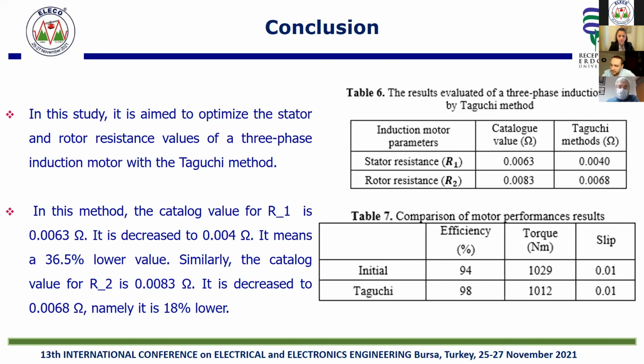For example, as can be seen from table 7, compared with the initial design, the efficiency increased by 4.25% after the Taguchi optimization method.